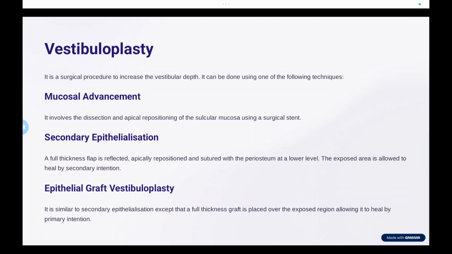Now, epithelial graft vestibuloplasty is a similar procedure to secondary epithelialization, except that a full thickness graft is placed over the exposed region. In secondary epithelialization we reflect the full thickness flap, but in epithelial graft vestibuloplasty the exposed region is covered by the full thickness graft so that it will heal by primary intention.